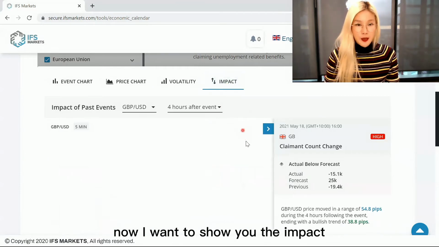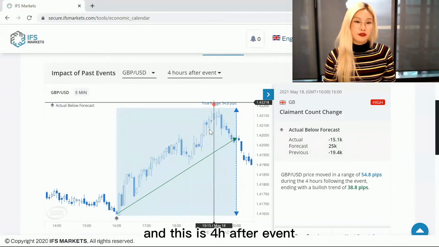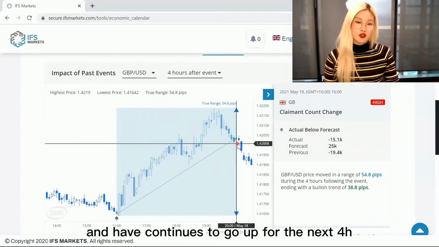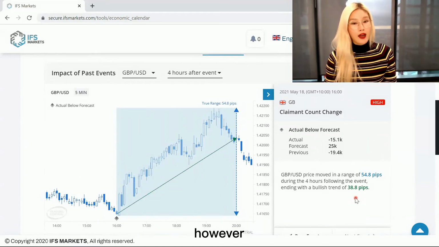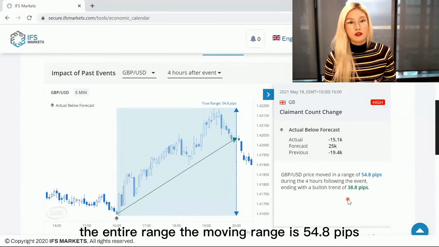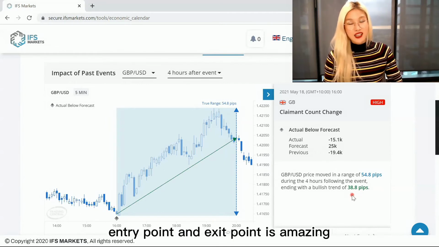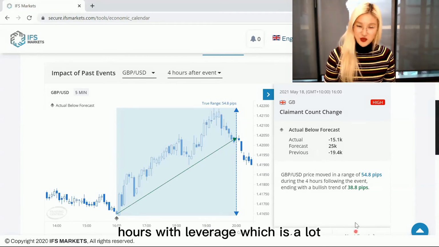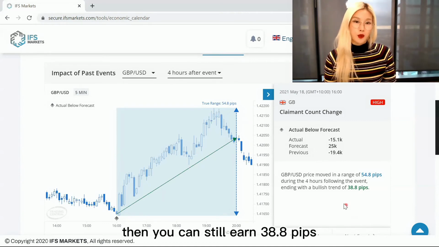Now, I want to show you the impact. These are provided by Trading Central, and this is 4 hours after the event. We can see the price went up straight afterwards and continued to go up for the next 4 hours. We can see the entire uptrend is 38.8 pips. However, the entire moving range is 54.8 pips, which means if your entry point and exit point are amazing, then you can actually earn 54.8 pips in 4 hours with leverage, which is a lot. And if you're playing it safe, then you can still earn 38.8 pips.